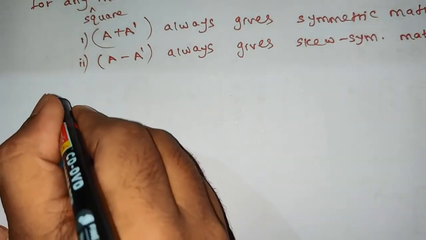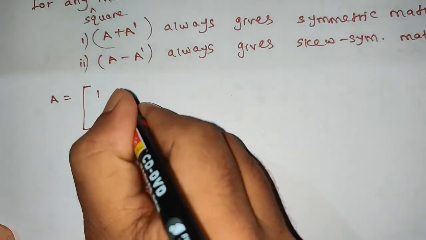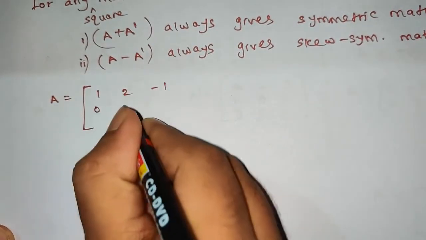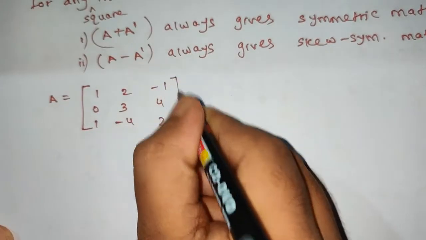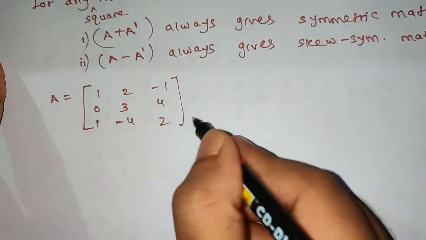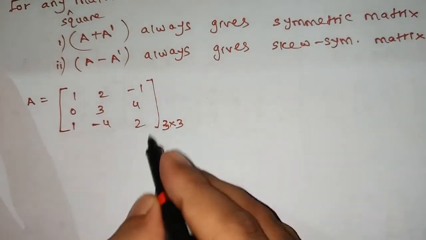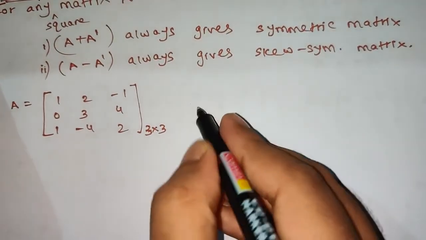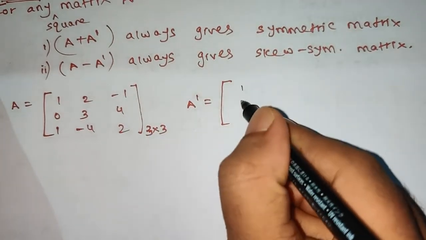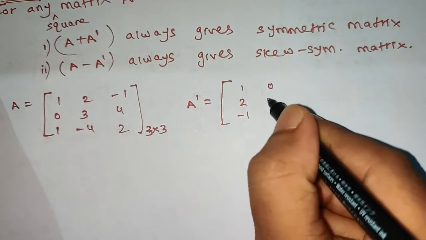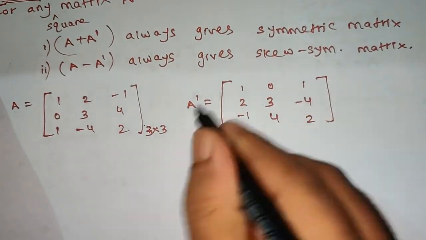Let me take any square matrix: 1 2 minus 1, 0 3 4, 1 minus 4 2. You can take any matrix which is there in your mind; this will work for any square matrix. This is a square matrix of order 3 cross 3. Now let me find its transpose first. Whatever is in a row, I'll write in a column. So 1 2 minus 1, then 0 3 4, and then 1 minus 4 2. This is my transpose.